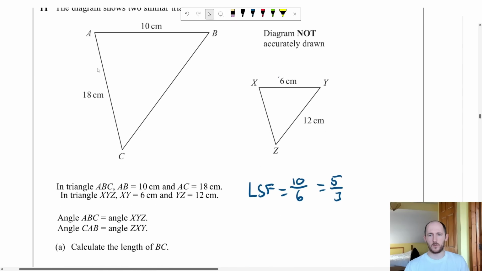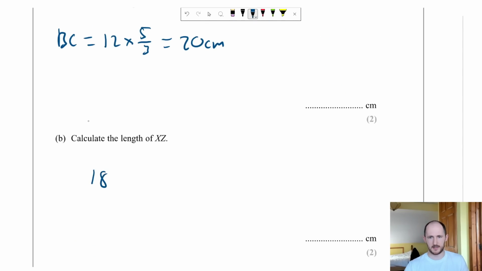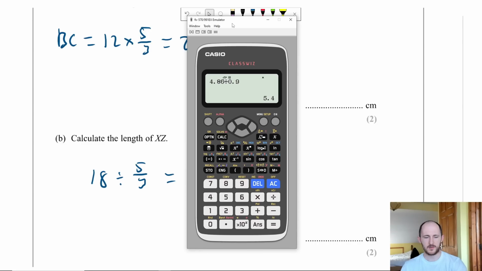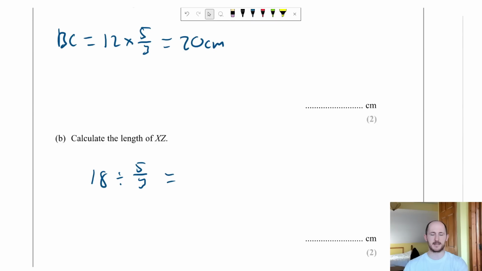Calculate the length XZ. Well, in this case, we're going from the bigger shape to the smaller shape, so use the trick I said before. If I times by 5/3, the number will get bigger. That doesn't make sense because the shape's smaller, so I'm going to divide by 5/3. So 18 divided by 5/3. Can I do that in my head? Maybe, but I don't need to. So 18 divided by 5 over 3 gives me 10.8 centimeters. And that is all we need to do for that question.